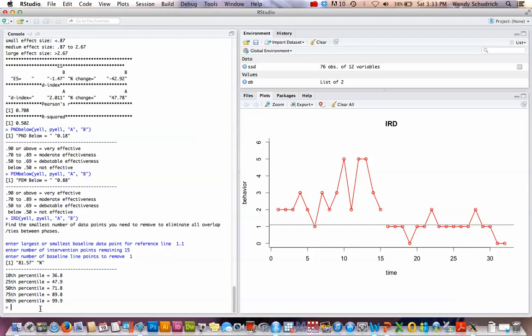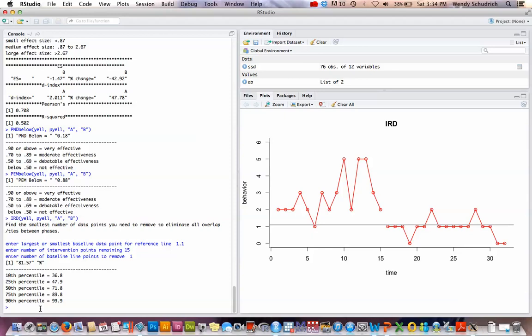So I guess we would conclude then that our intervention is having a moderate impact on the child's behavior, decreasing it, and we probably want to continue on doing this.